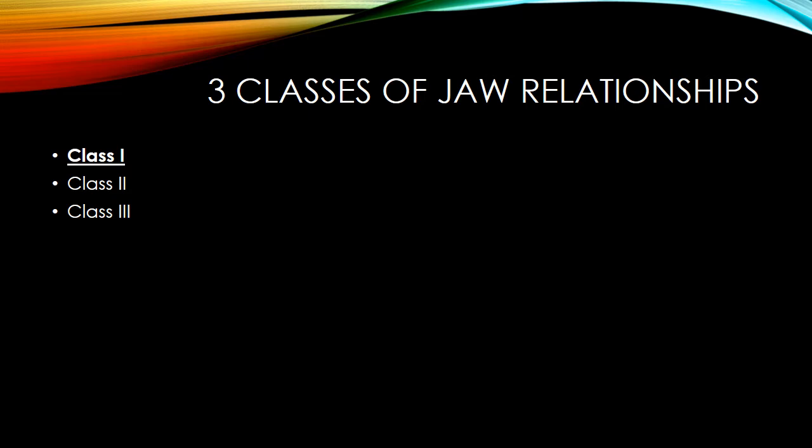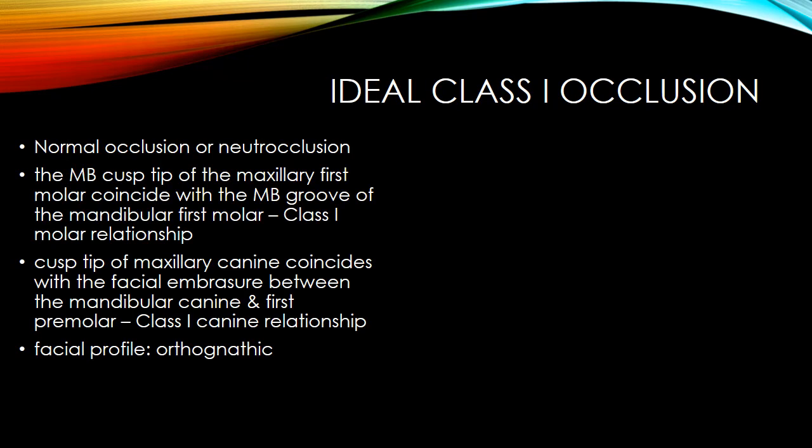Dr. Edward Angle first defined three classes of jaw relationships in 1887, Class 1 being considered as the ideal occlusion. Ideal class 1 occlusion is also referred to as a normal occlusion or neutral occlusion. We have a class 1 molar relationship and a class 1 canine relationship.